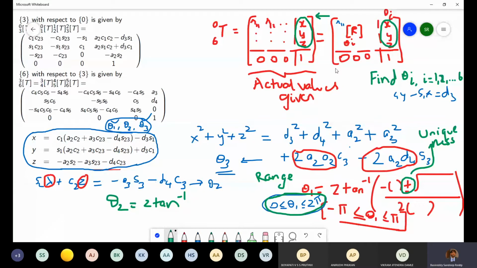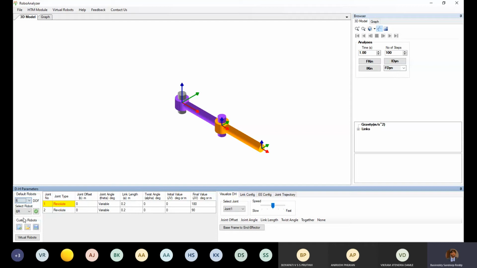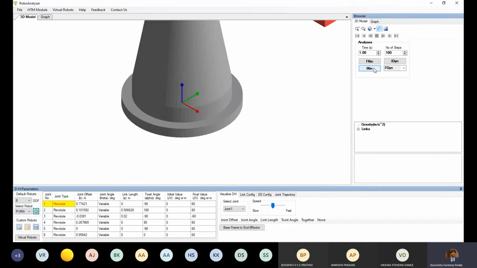This you can very easily check. How many solutions are there? If you want to find out, just go to Robo Analyzer, 6 degrees of freedom and Puma, right? Click on inverse kinematics and it'll show how many solutions are there. You can see here 8 solutions will be there. So for different types of robots, for different degrees of freedom, 1 to 7, you have different robots, and for that, if you click inverse kinematics, it'll show how many solutions are there.